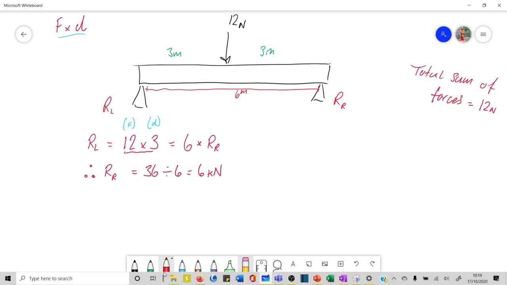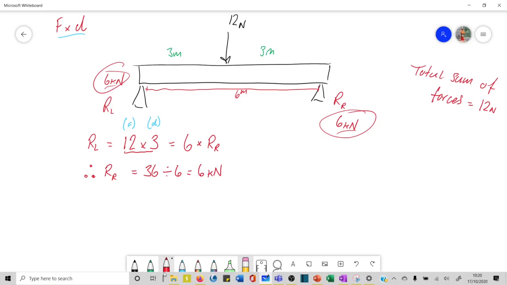And you can see that if we worked it both ways, then obviously it's going to be 6. The reaction here is going to be 6 kilonewtons, and also here it's going to be 6 kilonewtons. So effectively, once you've calculated one side, you take that away from the total sum of forces. So obviously 12 minus 6 equals 6, so that gives you the right reaction or the left reaction, whichever way you want to look at it.